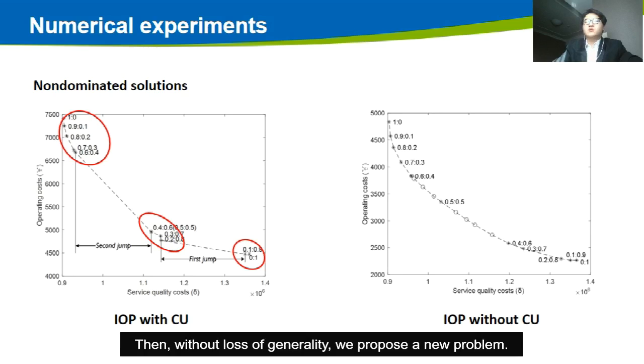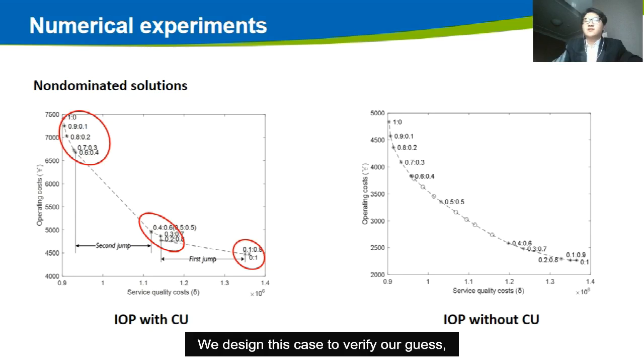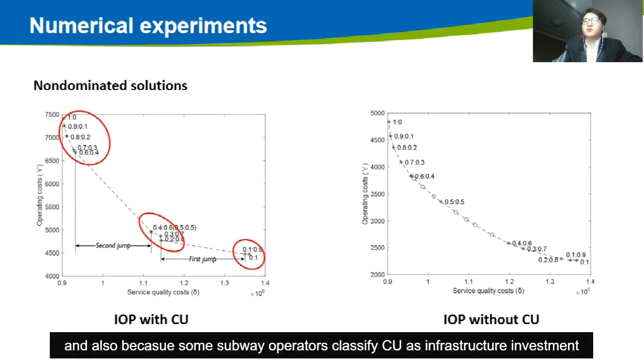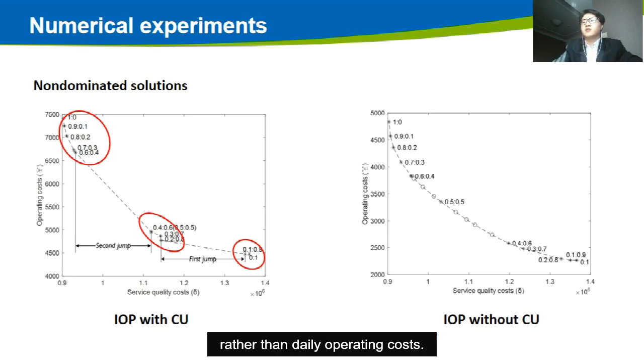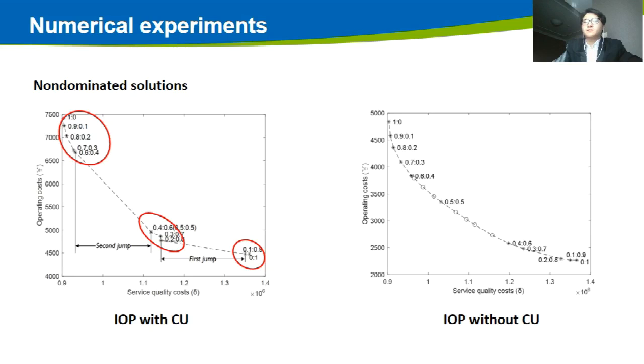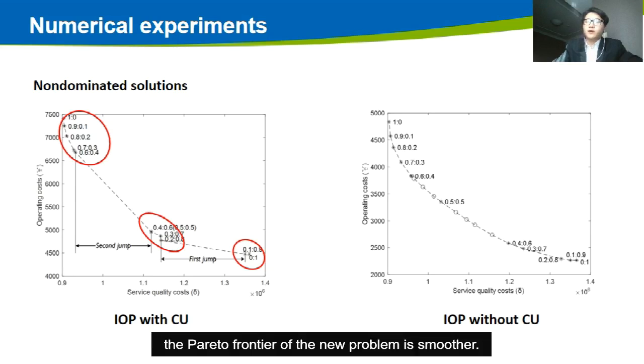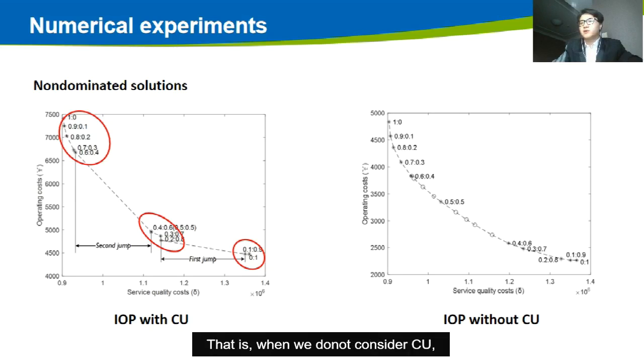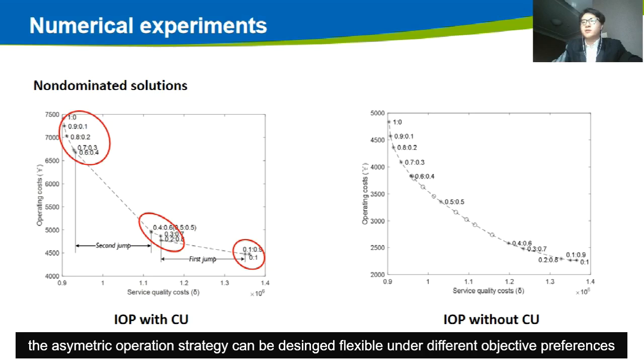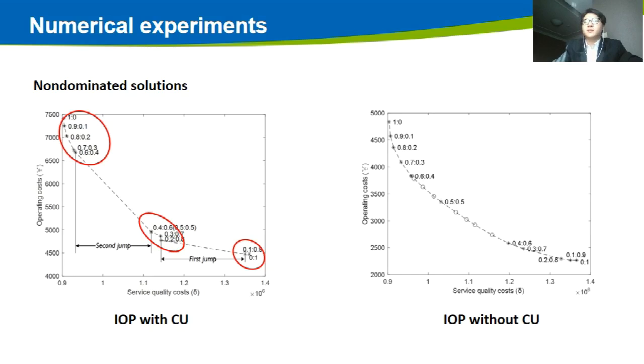Then, without loss of generality, we propose a new problem. In this problem, the rolling stock utilization cost is no longer considered. We designed this case to verify our guess, and also because some subway operators classify CU as infrastructure investment rather than daily operating cost. As shown in the right figure, the Pareto frontier of the new problem is smoother. That is, when we do not consider CU, the asymmetric operating strategy can be designed flexibly under different objective preferences.